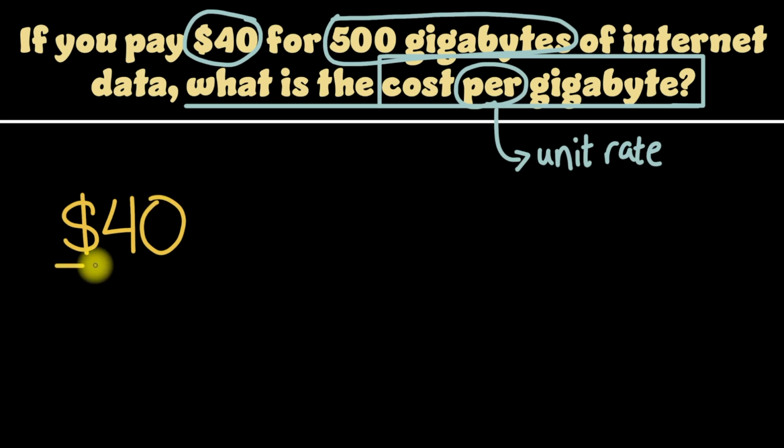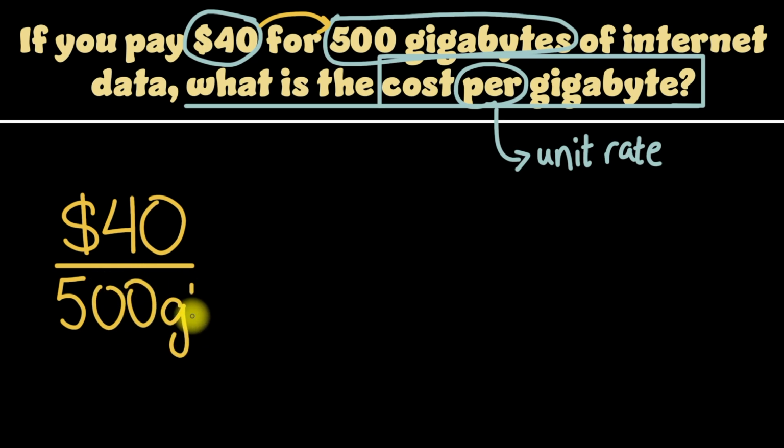And then we'll put the line under 40. And in the bottom of the rate, we're going to have gigabytes. How many gigabytes do we get when we pay $40? Well, that's 500. So we'll put 500 in the bottom of this rate, and I'm going to use the letters GB for gigabytes. So we've got $40 for every 500 gigabytes.